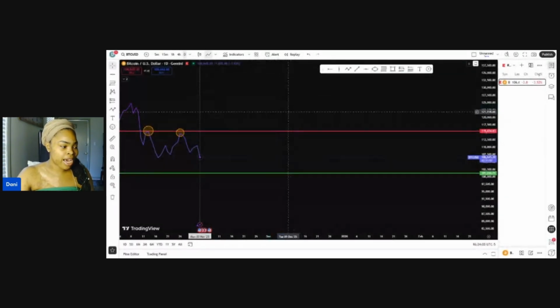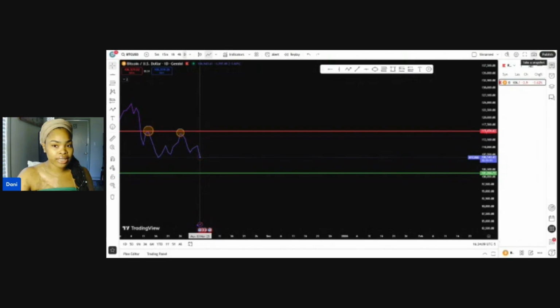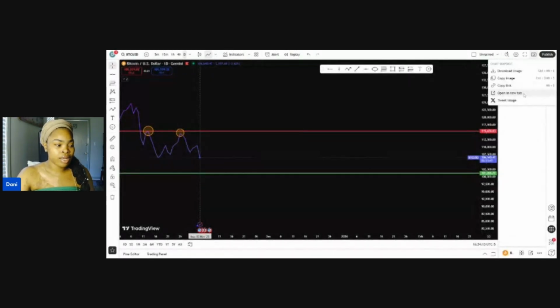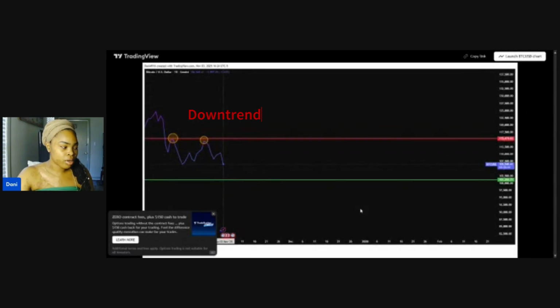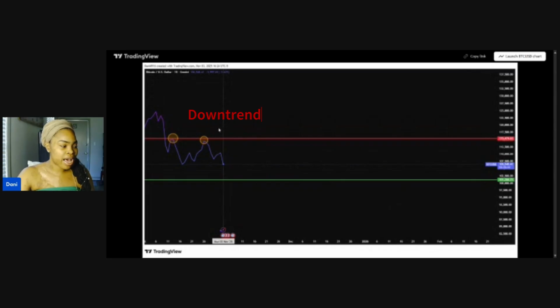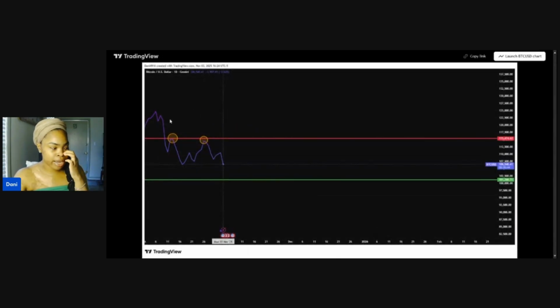All right. After you've done that, you're then going to head over to your right, and you're going to press or hover over this camera. You're going to take a snapshot by opening in a new tab. You open in a new tab, and you're going to see this pop up. Okay. Remember, you're going to have the text letting you know what trend it is, if you can't already tell it's in a downtrend.